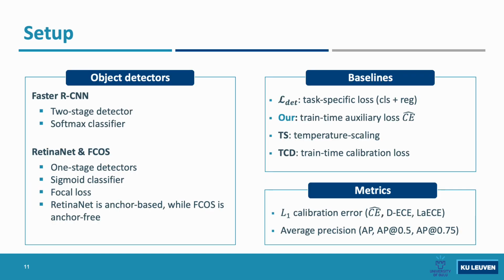We use three popular object detectors with different architectures. As baselines, we compare against temperature scaling as the most popular post-hoc calibration method, and with TCD, which is another auxiliary loss designed for calibrating object detectors. We measure calibration with our estimator, as well as two other binning-based estimators for comparison.